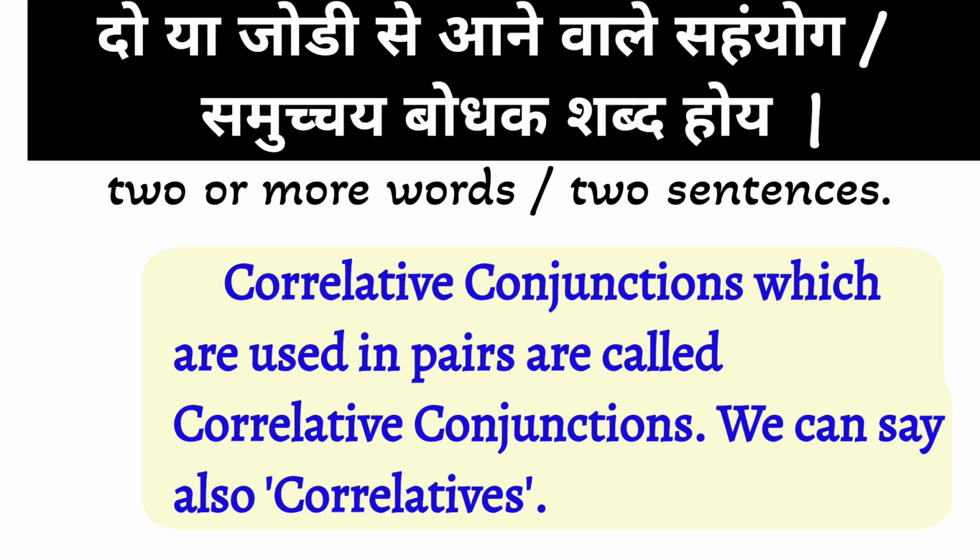जब जोड़कर दो वर्ड्स एक साथ इस्तेमाल किए जाते हैं एज अ कंजंक्शन, तो उस वर्ड्स को, उन कंजंक्शंस को हम कहेंगे कोरिलेटिव कंजंक्शन.